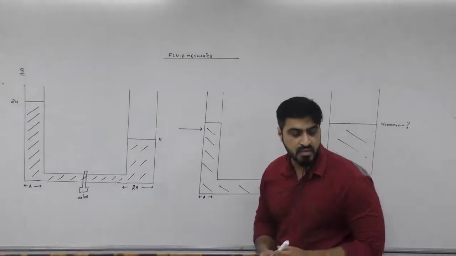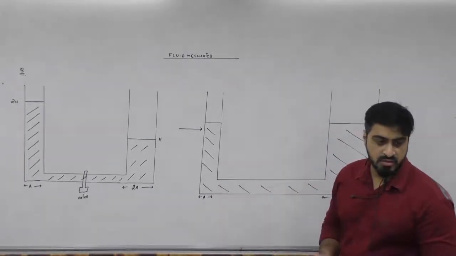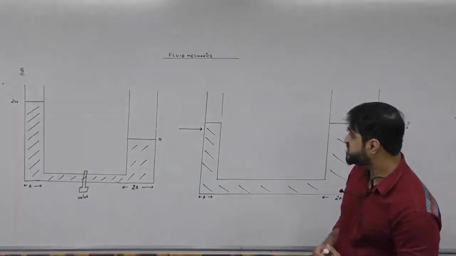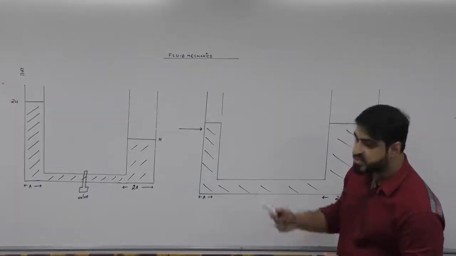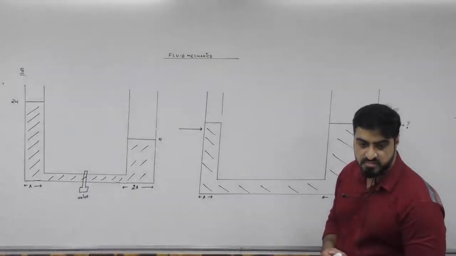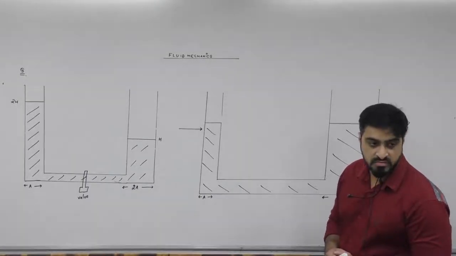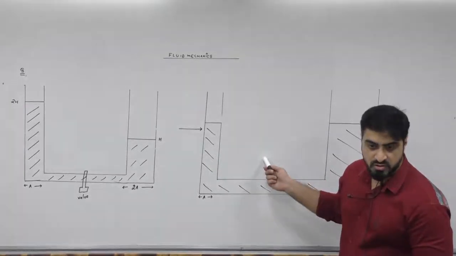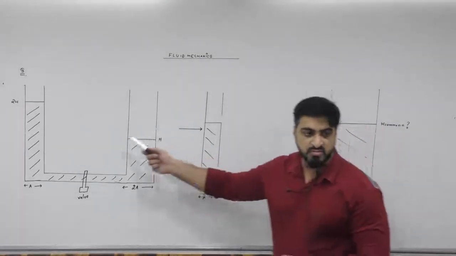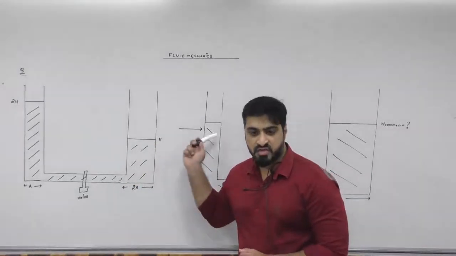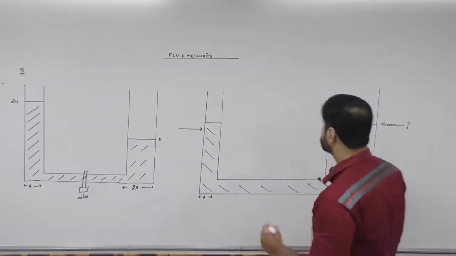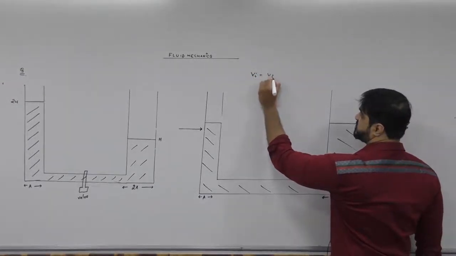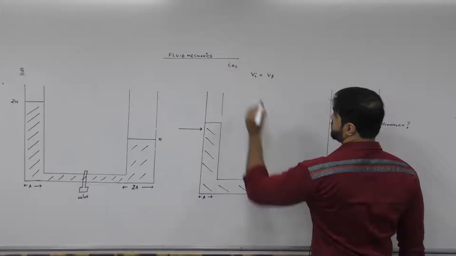Okay. We know that what remains constant over here. When the liquid is getting redistributed, what remains same? Volume is the same. Because if 10 liters of water is there over here, 10 liters will come here also. So initial volume and the final volume will remain the same. Vi will become VF. This is the first answer which I am solving.